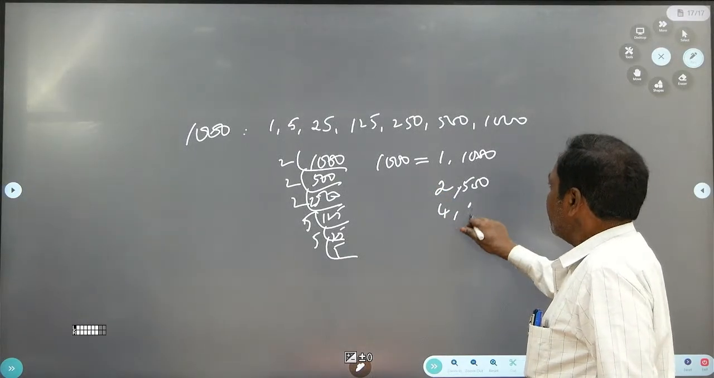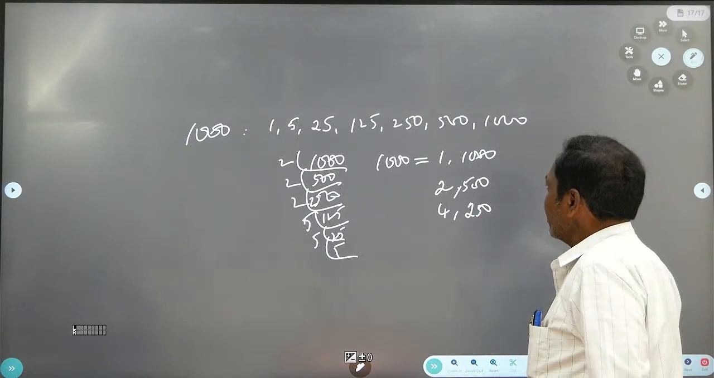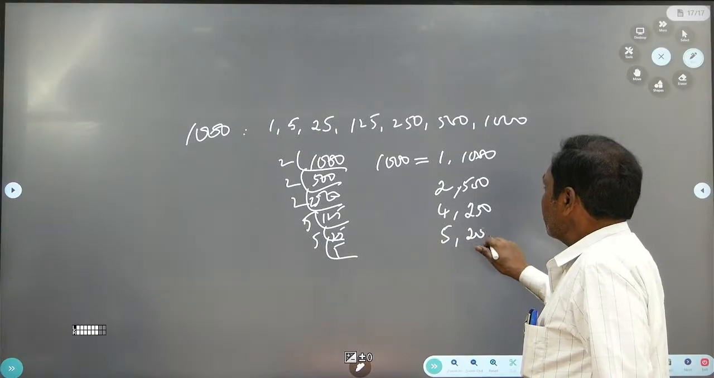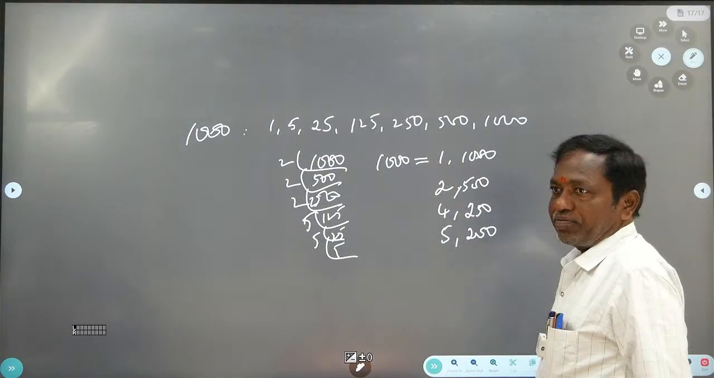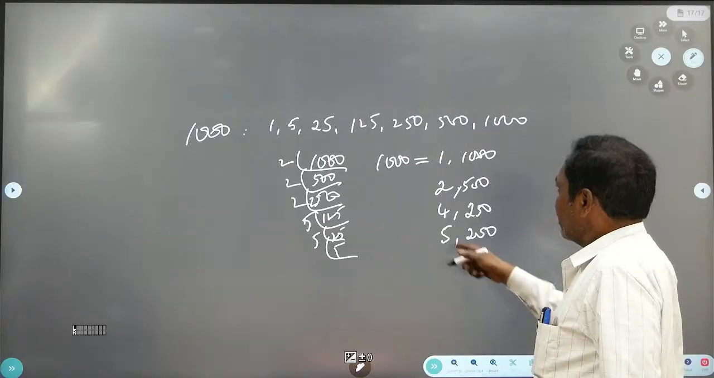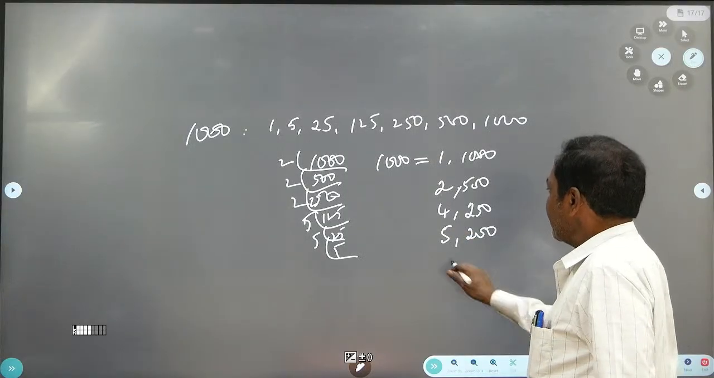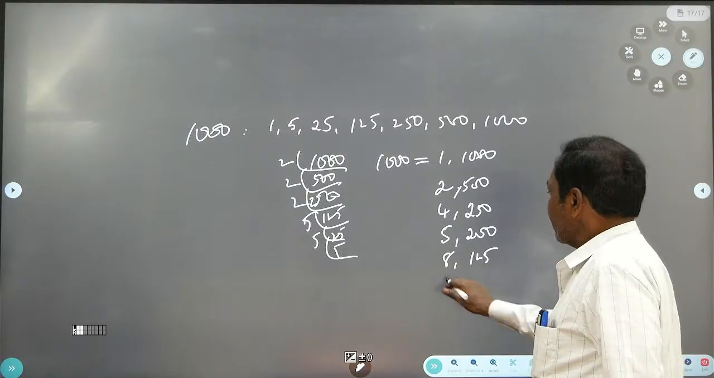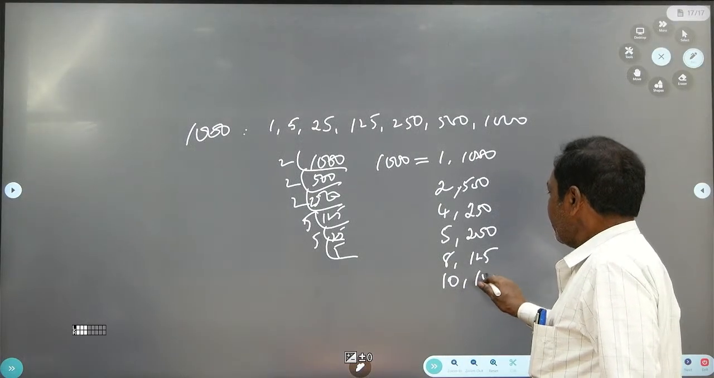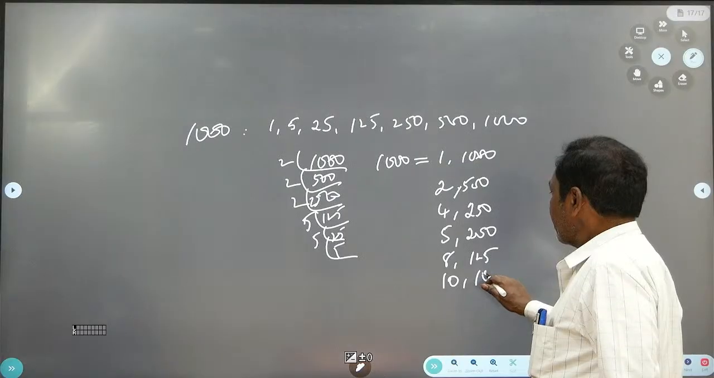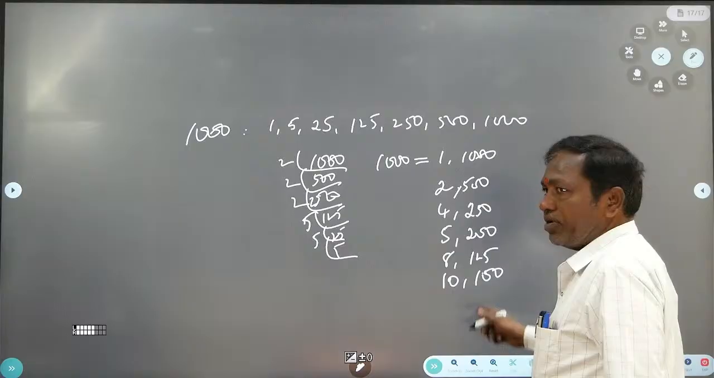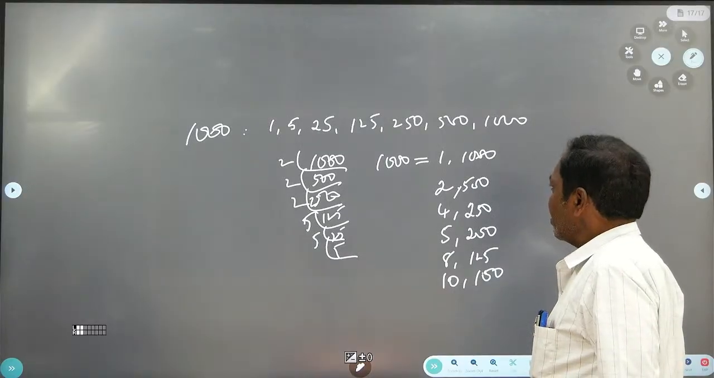4 into 250. 5, yes, possible. 5 into 200. 200 has not come here. 6, 7, 8. 8 into 125. 9, 10 into 100. 10 into 100. 11, 12.